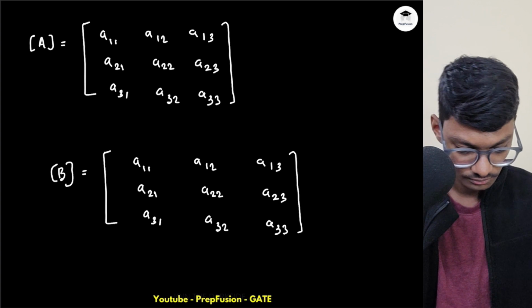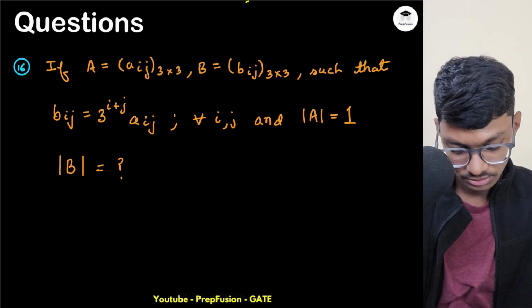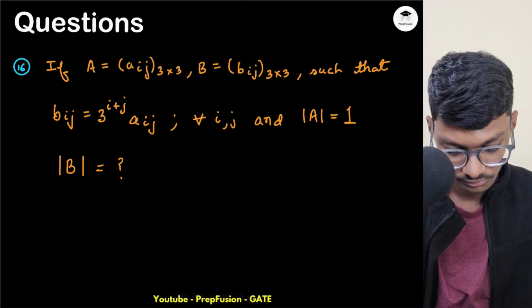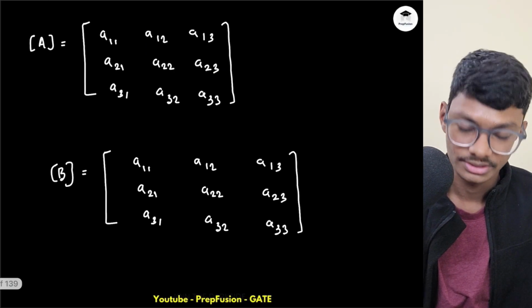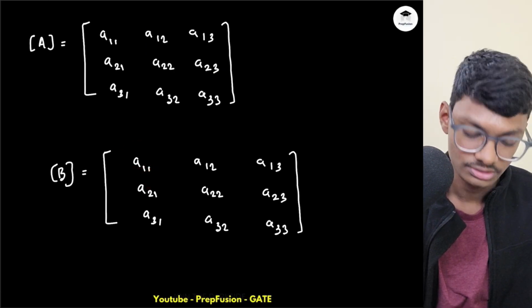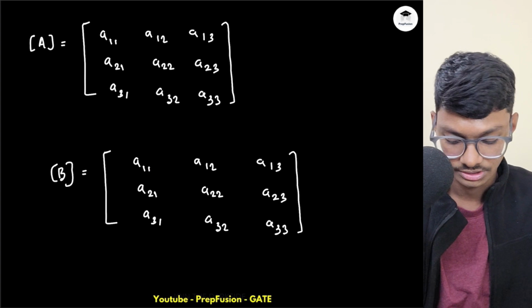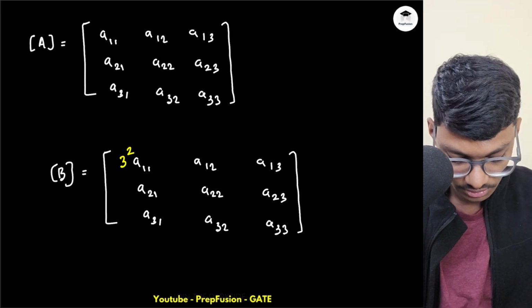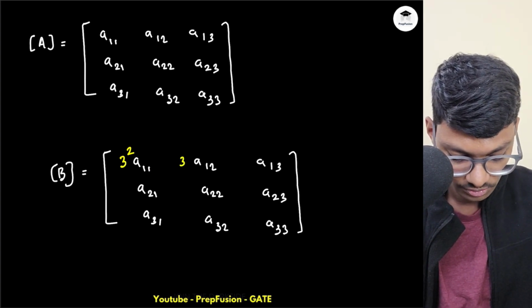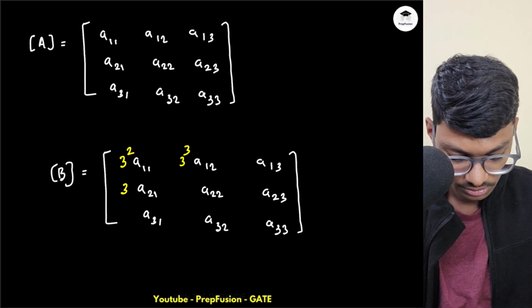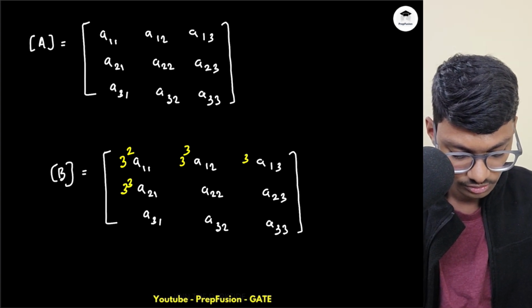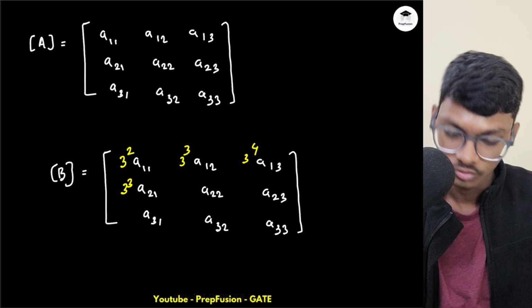So this will be simply 3 into I plus j. So here, what is my I is 1, j is 1. So 3 into 1 plus 1, which is 3 square. So this will be 3 square, and similarly this will be 3 cube, and this will also be 3 cube, and this will be 3 to the power 4. 1 plus 3 is 4.